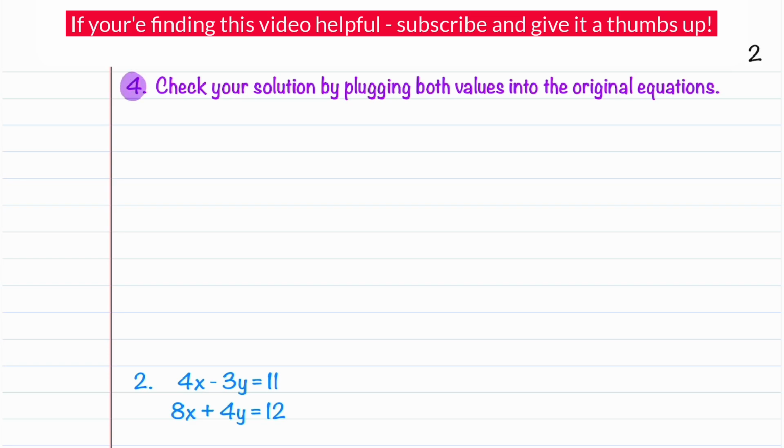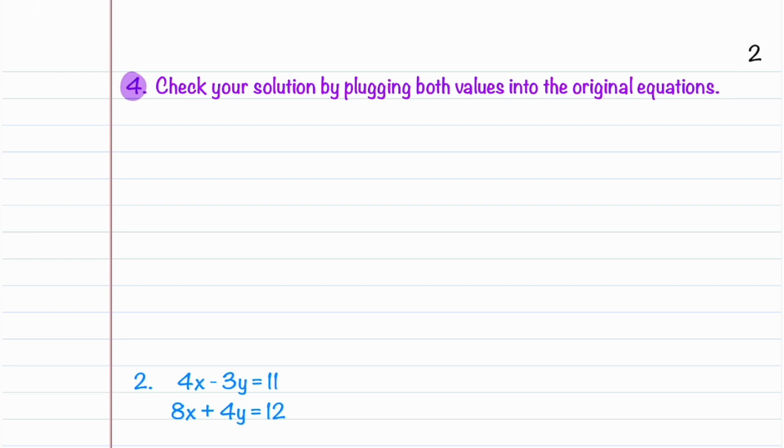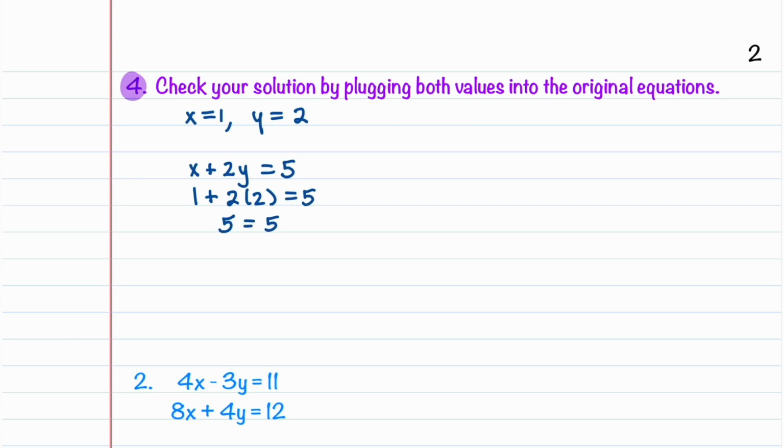What we need to do now is check our answer. We're going to check our solution by plugging both values back into the original equations. Let's go ahead and write down our solution. We found that x was equal to 1 and y was equal to 2. The first equation was x plus 2y is equal to 5. We're going to plug x and y into this equation and see if it works. We have 1 plus 2 times 2 is equal to 5, so we get 5 is equal to 5.